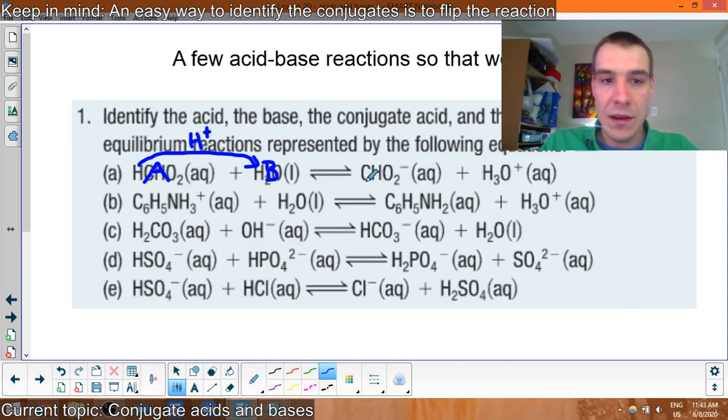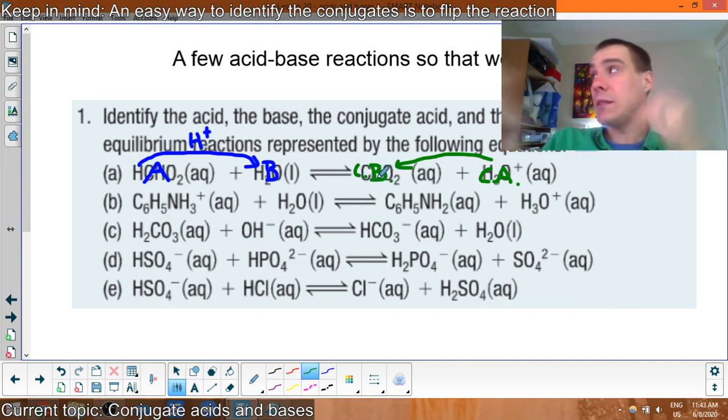Now, if we go on the other side, this H3O plus and this CHO2 minus, H3O plus is the conjugate acid here, because if we go the other way, it's going to give that H plus back so that the H2O gets regenerated. So this becomes the conjugate base, and that's what we predict. So you can see that. And the same thing with all these other ones.